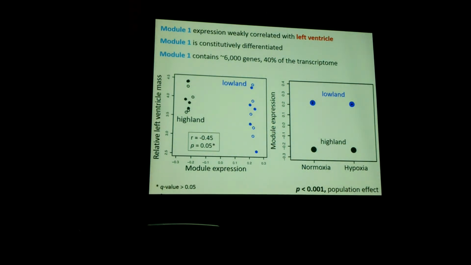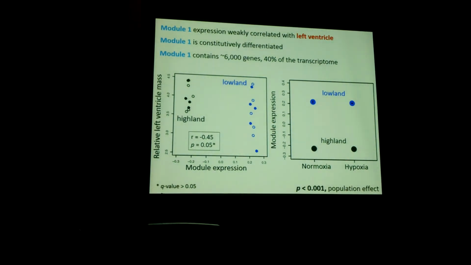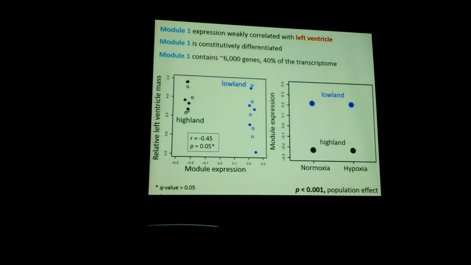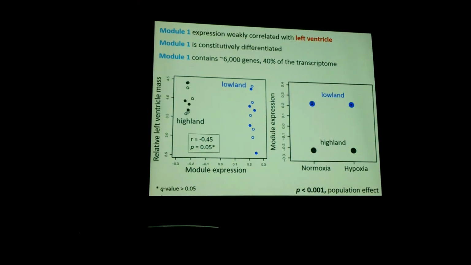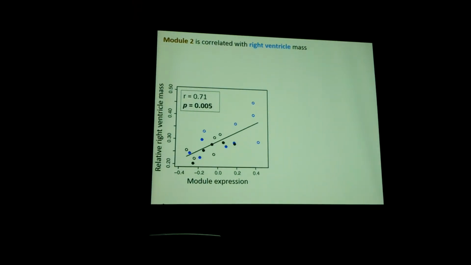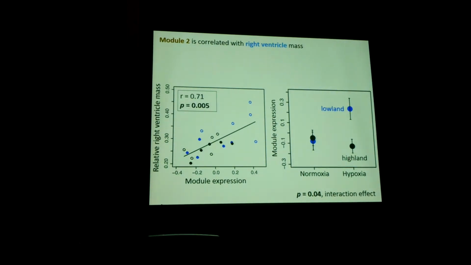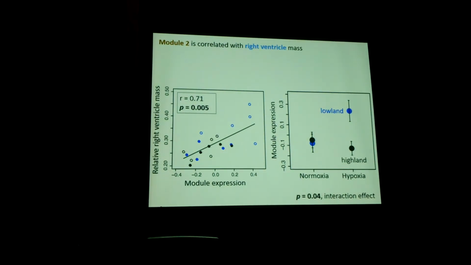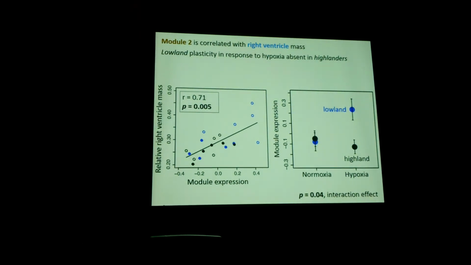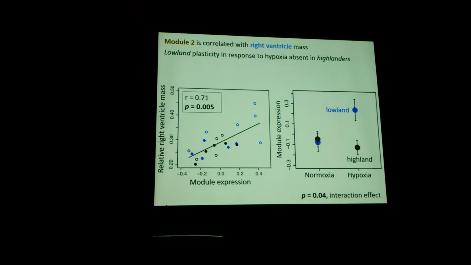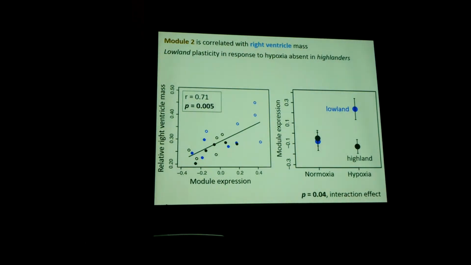And a really cool thing about this is that this module, which remember is highly correlated genes, has 6,000 genes. It's about 40% of the transcriptome. So a huge proportion of the left ventricle transcriptome is differentiated between Highlanders and lowlanders. For the right ventricle, we found this one Module 2 to be correlated with ventricle mass. Here's that correlation. It's a nice positive correlation. If we look at it this way, we see that lowlanders upregulate the expression of this module in hypoxia, and Highlanders have almost no expression. So that lowland plasticity, that ancestral plasticity, is absent in Highlanders, suggesting some attenuation of plasticity.